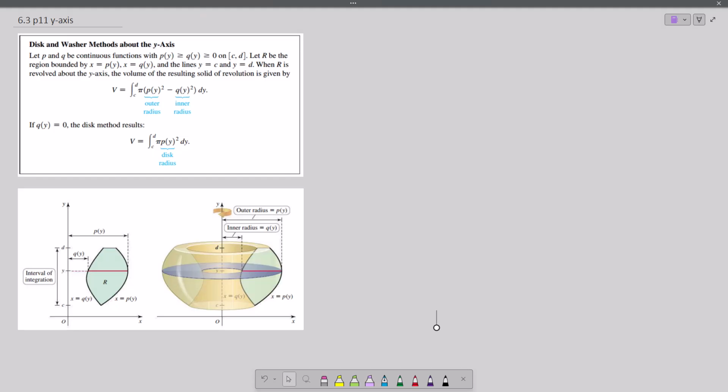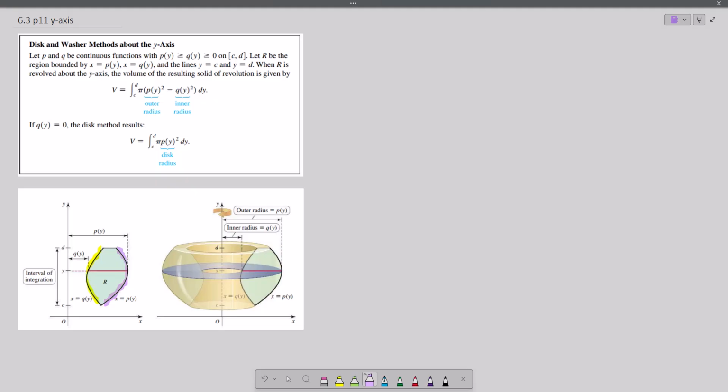So when we look at this region down here, we have a left boundary curve. That's a function of y. And we have a right boundary curve, which is also a function of y.